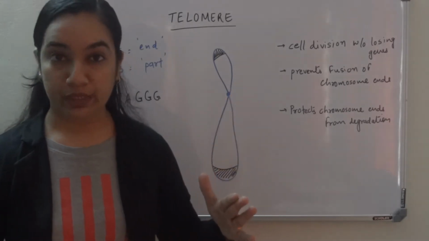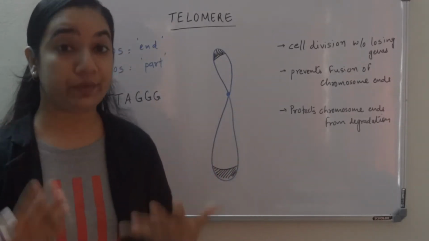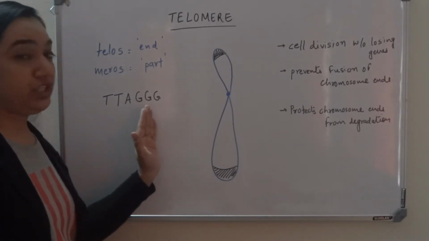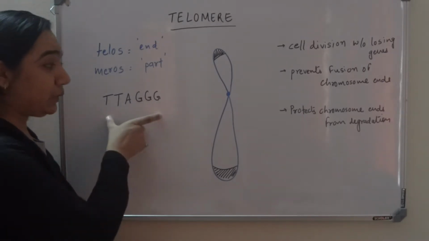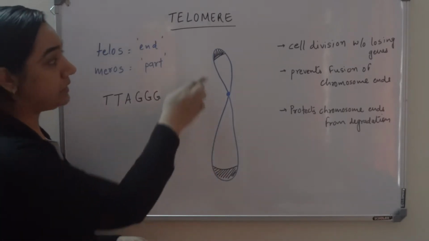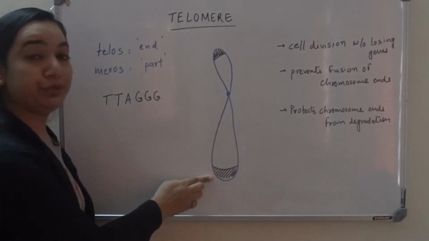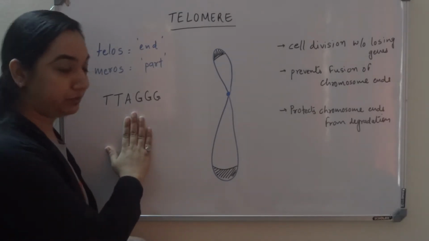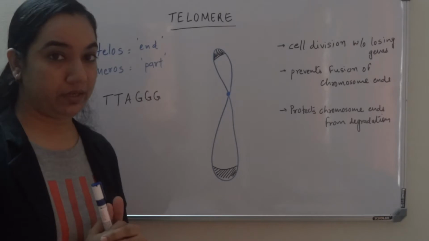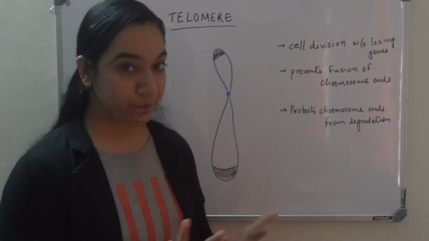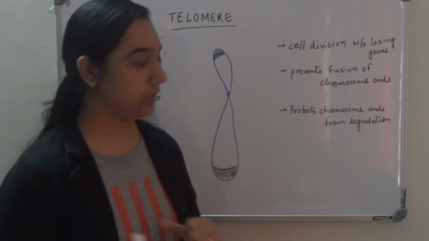Say for example in humans, it is a G-rich repetitive sequence, that is TTAGGG. This sequence is repeated for hundreds to thousand times in the ends of human chromosome, and that makes the telomeric region for human. Now the function of telomere is it prevents losing of essential genes from chromosome during replication.